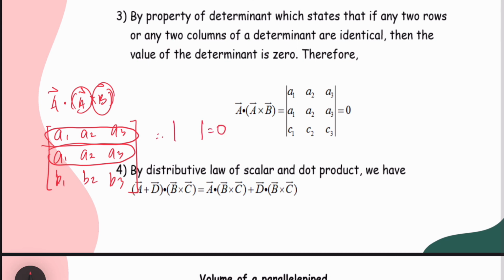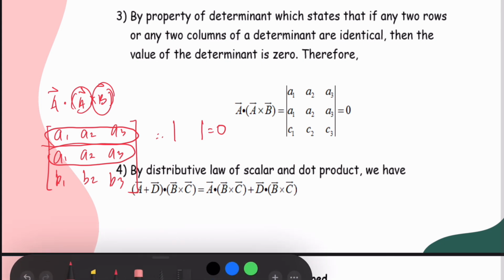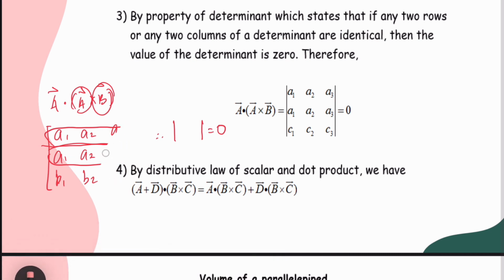The same applies if you have identical columns. So we conclude that the determinant for that matrix is equal to zero. Okay, so that is property number 3. Now, let's see property number 4.